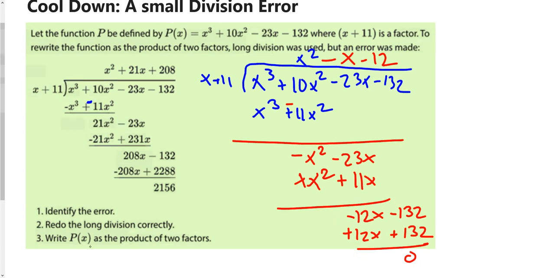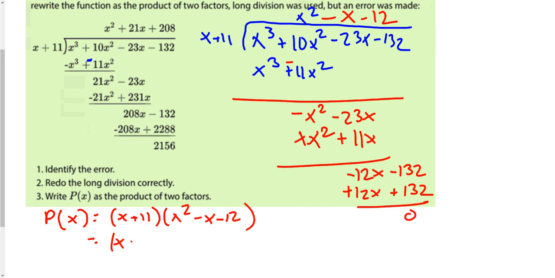And finally, write p of x as the product of two factors. P of x is equal to x plus 11 times x squared minus x minus 12. But it's also equal to x plus 11 times x minus 4 times x plus 3, simply because that last part factors. Now, a lot of them have been factoring, but do they have to factor? No, they don't. This doesn't have to be factorable, because for some of these, they are. And that allows us to make a pretty quick graph.